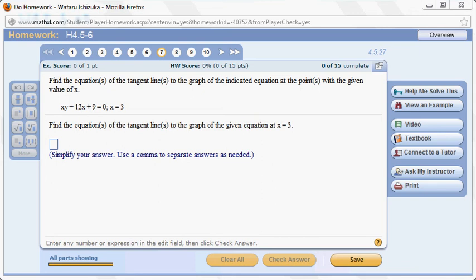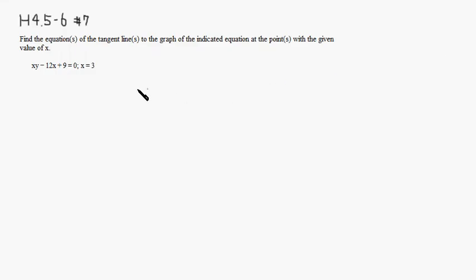Okay, let's look at homework 4.5, 4.6, number 7. So we have an equation given, and we want to find the equation of the tangent line. So let's do that. All right, so first, we need to find the point.